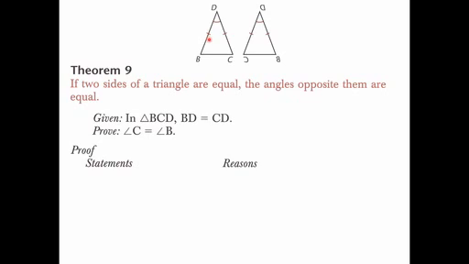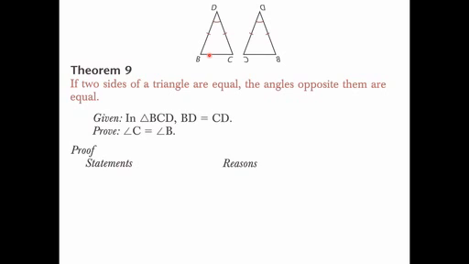As I mentioned, one of the problems in the assignment set is very similar to this, but it'll say if two angles are equal, the sides opposite are equal. So take a clue off of this one. Here we're given triangle BCD, in which BD is equal to DC. That simply tells us that it is an isosceles triangle, and we're supposed to prove that these two angles down here are equal, because if two sides are equal, the angles opposite them are equal.